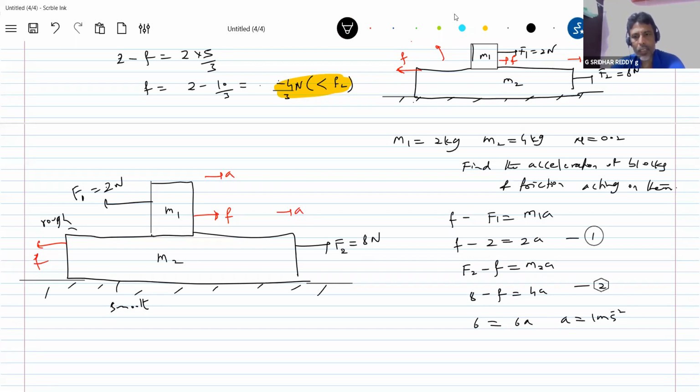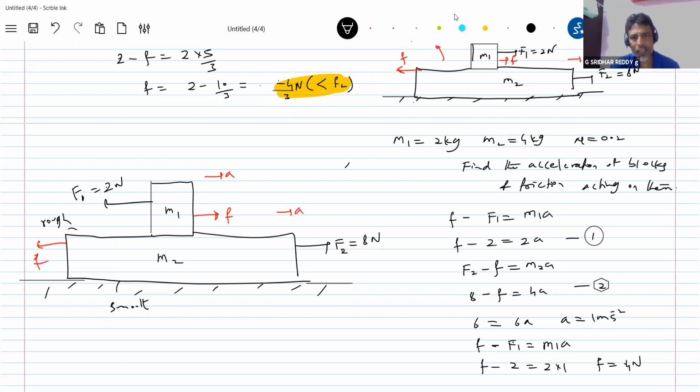So let's calculate the magnitude of friction. F is equal to F1 plus M1A. What is the applied force? 2 Newton. 2 into 1. How much are we getting? 4 Newton we are getting.